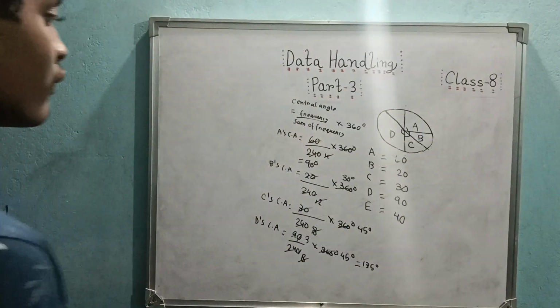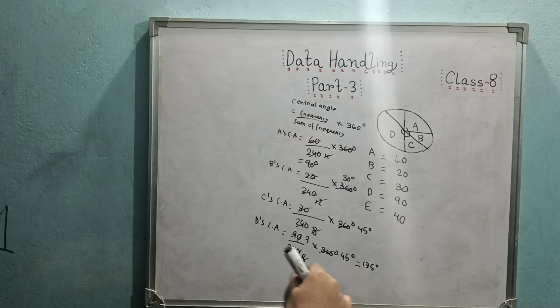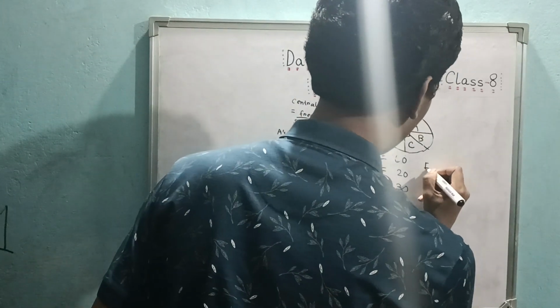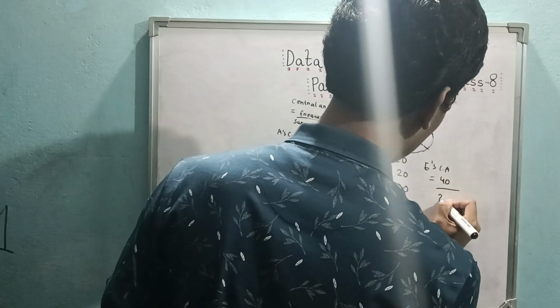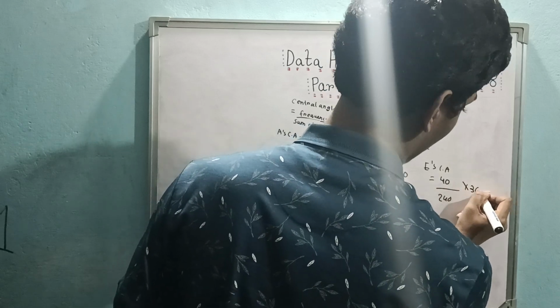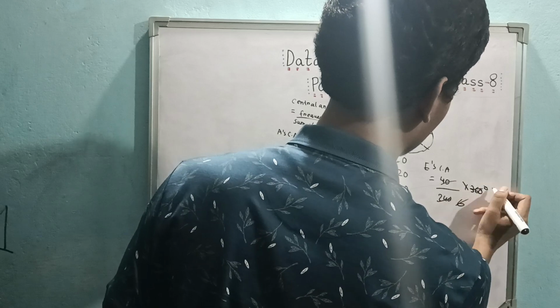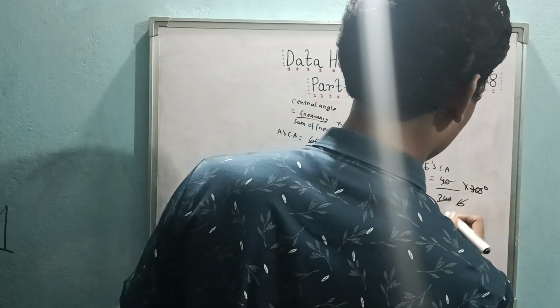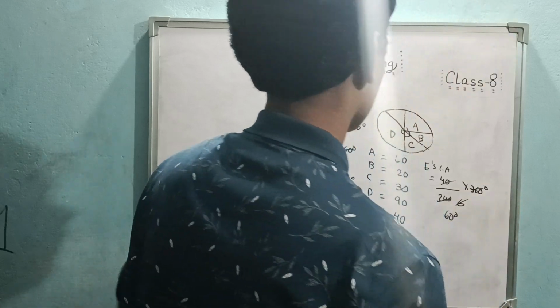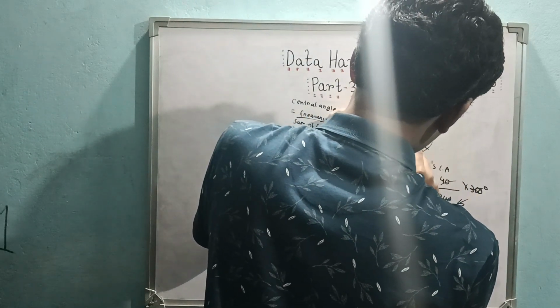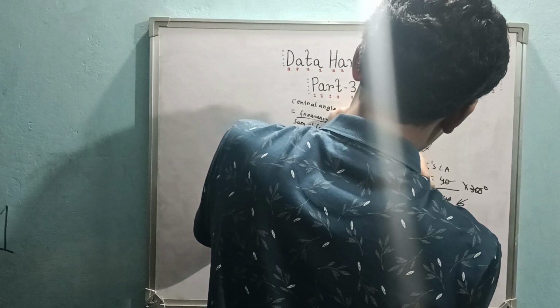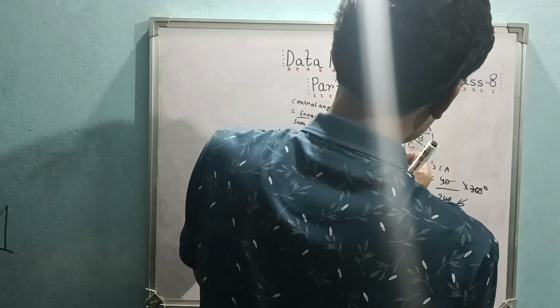And then see the most interesting part. Who is remaining? Angle E. So E's central angle will be equal to frequency 40 divided by total frequency 240 multiplied by 360 degrees. Got it? 60 degrees. Now see, placing this protractor on this line of D, the angle comes out as 60 degrees. Okay, wait just a second.